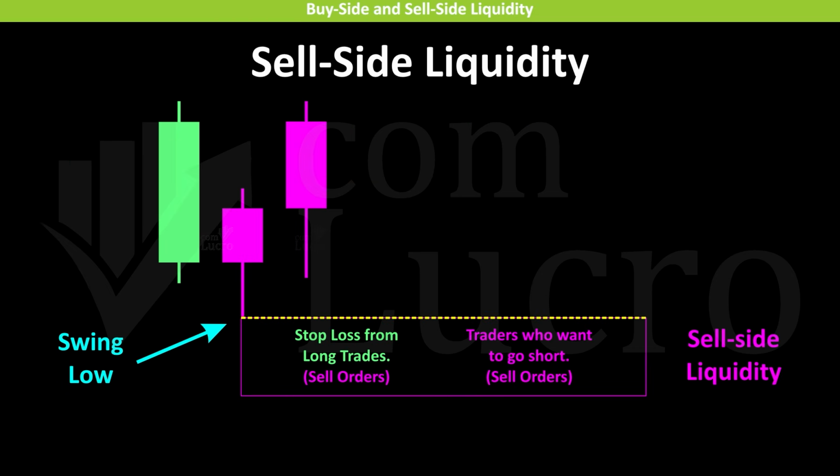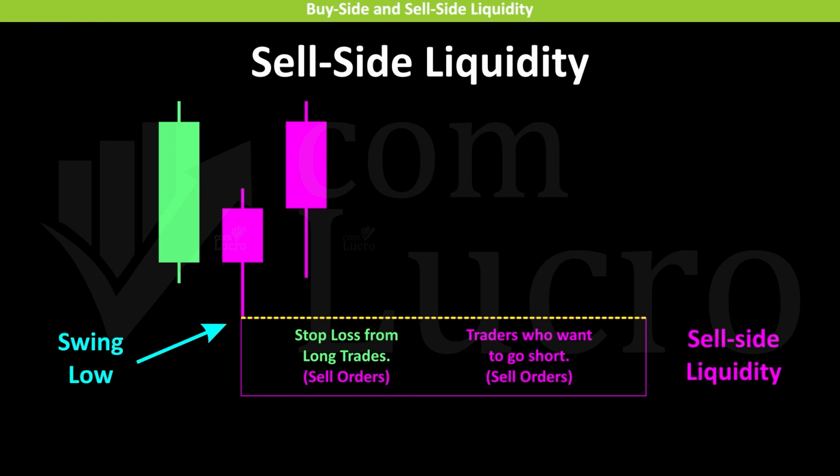Below a swing low, there is a large concentration of sell stop orders. These orders come from traders who are long and must sell to exit their positions, as well as from traders who want to enter short positions if price moves below the low. In ICT terms, this area is defined as sell-side liquidity.